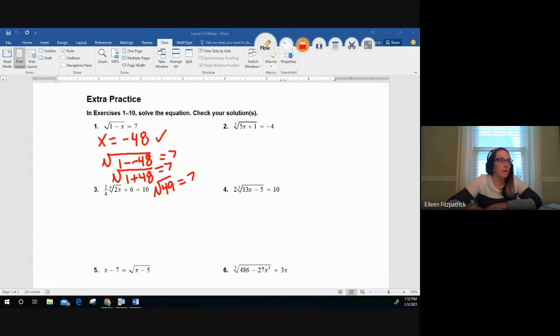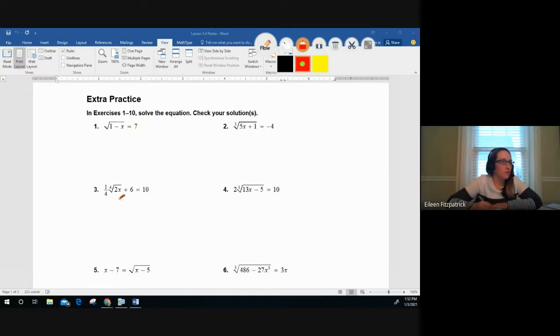All right. Number 3. So for number 3, the first step is to isolate the radical. So using inverse operations, just like I would any equation, I'm going to subtract 6 to start. So I have 1/4 times the 4th root of 2x equals 4. Then I have to multiply both sides of the equation by the reciprocal of this fraction. So multiply both sides by 4. So I'm left with the fourth root of 2x equals 16.